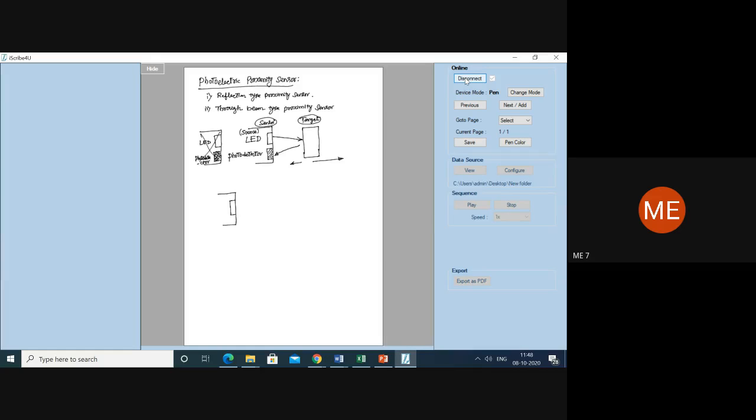This is your LED, and I will have one more here. This is my photo detector. What is this line called? This is called my optical axis. I am transmitting the light, and the photo detector is receiving the light.